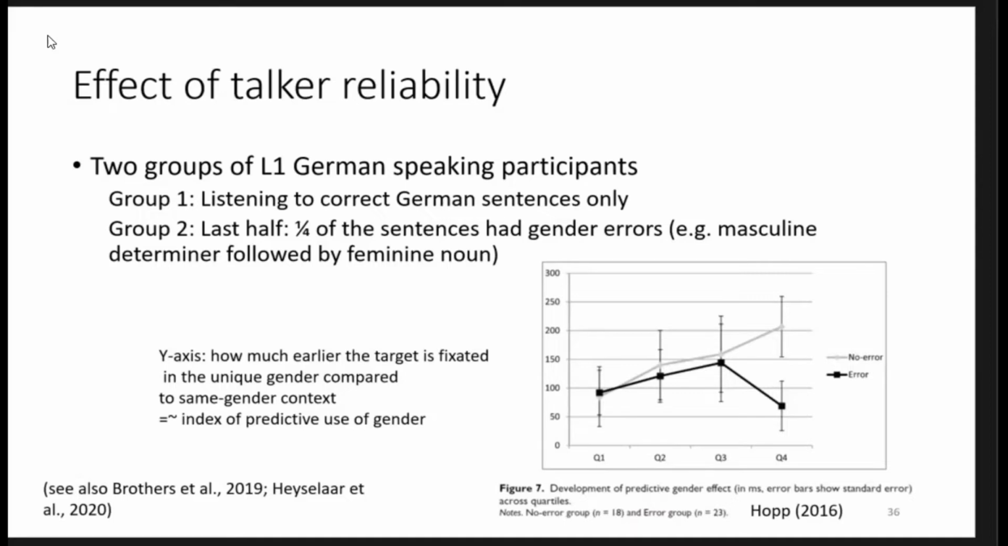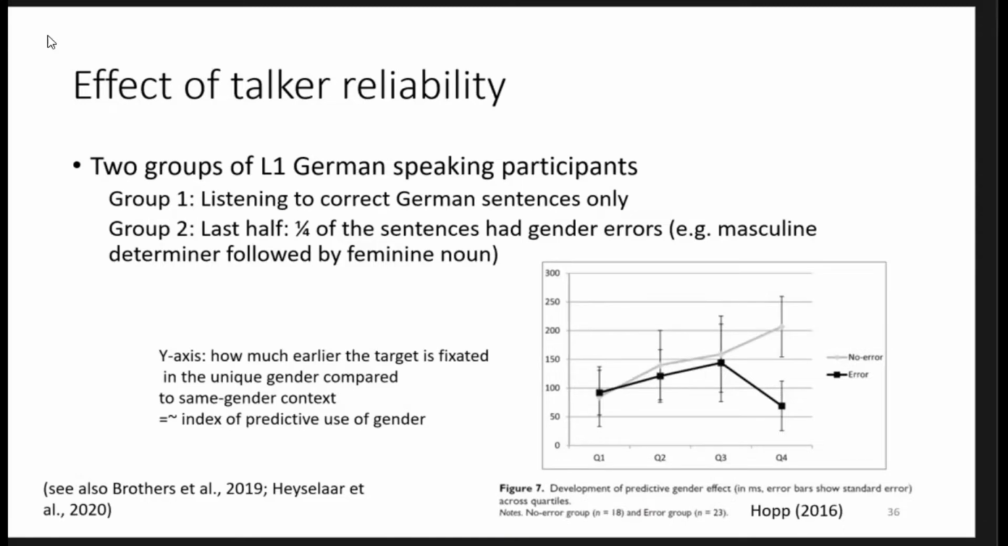These native German speakers were divided up into two groups. One group only got correct sentences. The other group, in the second half of the study, occasionally heard an error. So the speaker would say, well, find the red button or whatever, but the case was incorrect. Sorry, the gender was incorrect. So it would be a feminine determiner followed by a masculine noun, for instance.